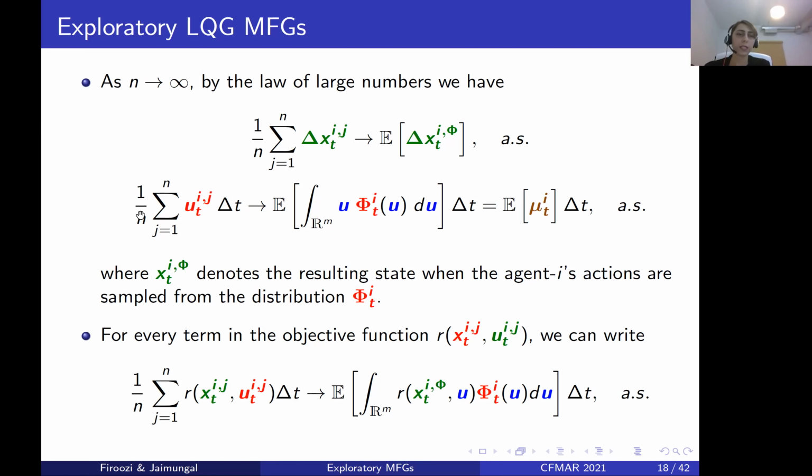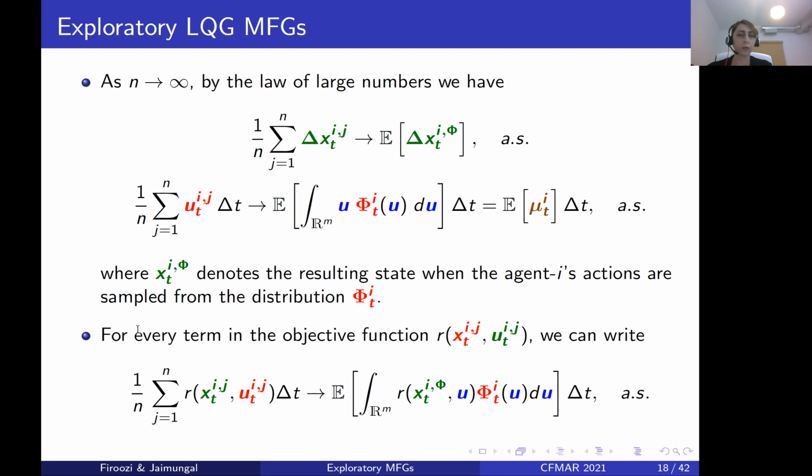Now, if we take the average of the actions that we apply to the system over the n rounds of experiments and take n to infinity, again, based on the law of large numbers, this converges to the expected value of the mean of the distribution with respect to which we are sampling actions. The mean value of the distribution is shown by this notation here, mu it.